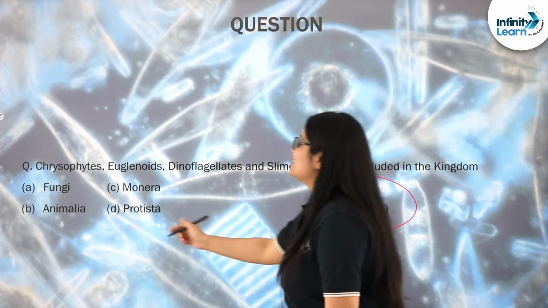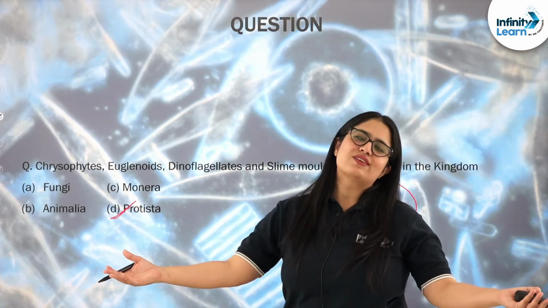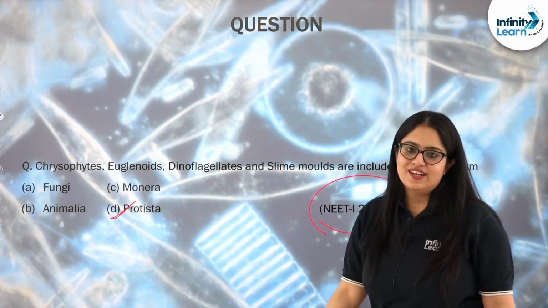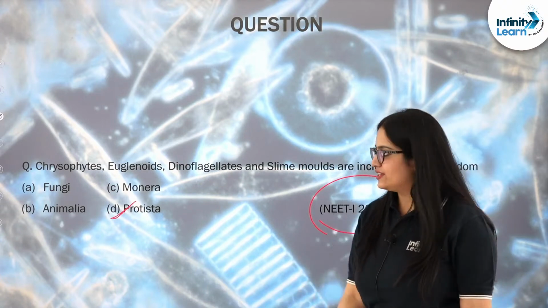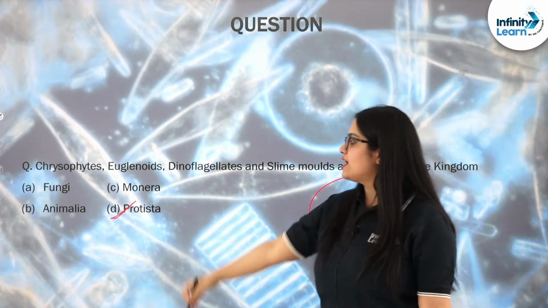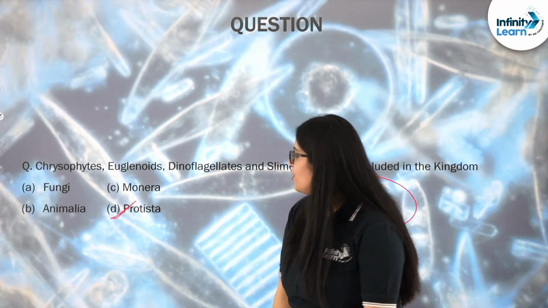So it is the kingdom Protista. Like this is the most basic question, isn't it? What else or what easiest question you can expect from kingdom Protista, where this just asking about the groups of organism that is included under it. So chrysophytes, euglenoid, dinoflagellates, slime molds are included under kingdom Protista, right?